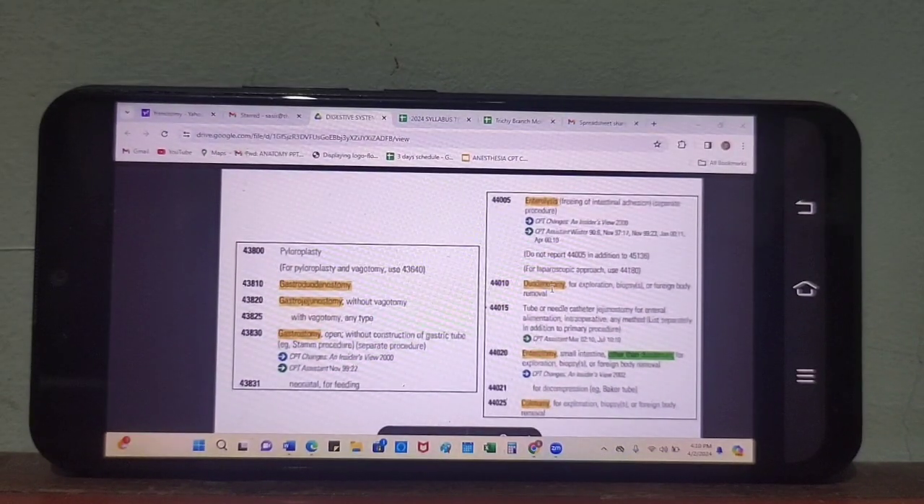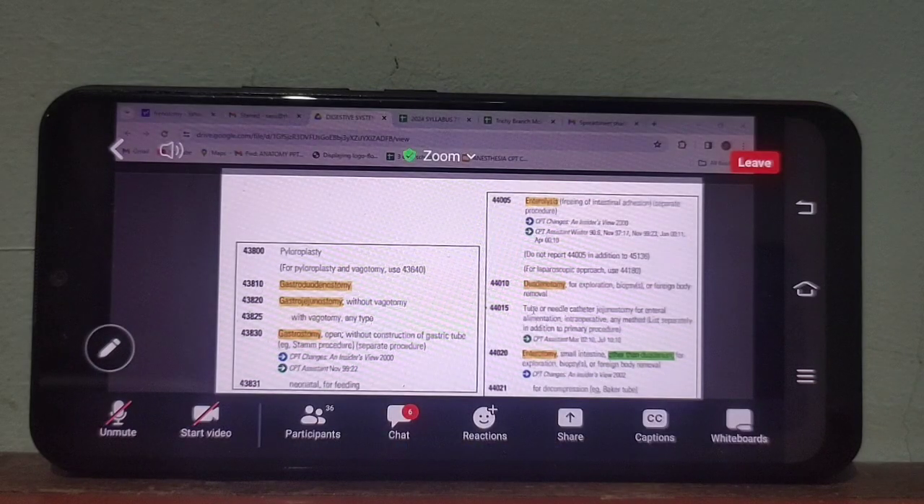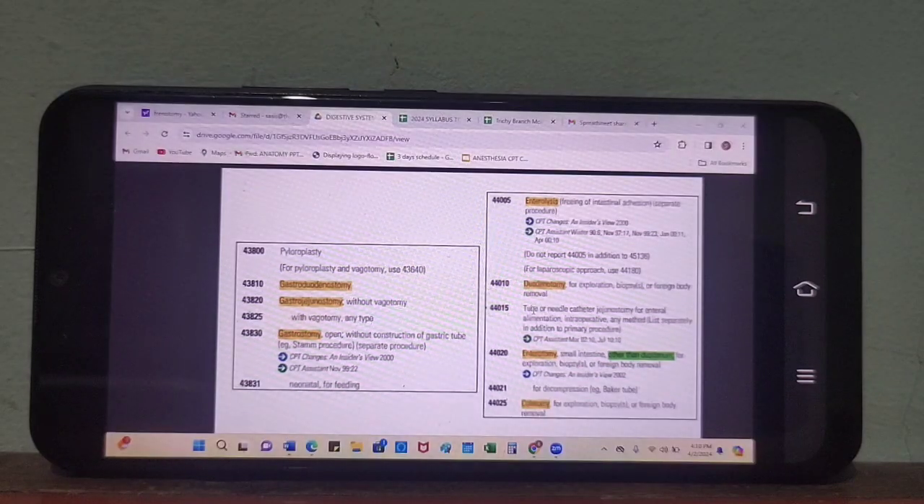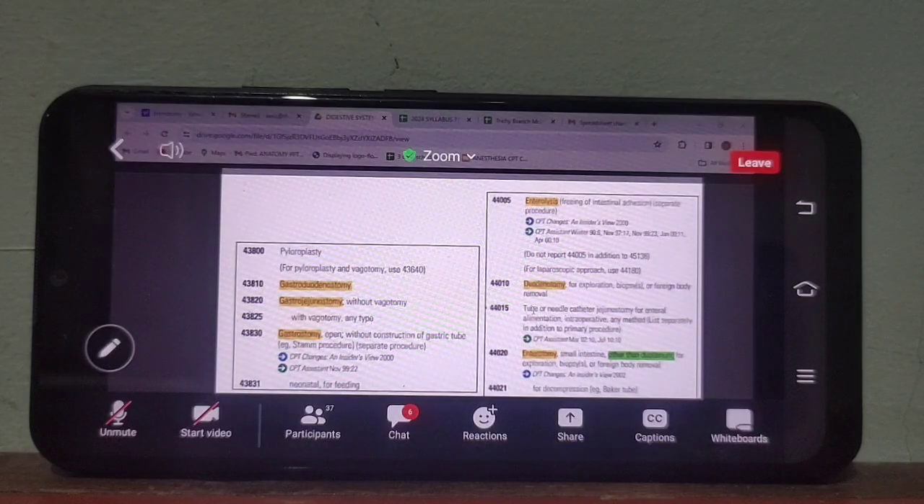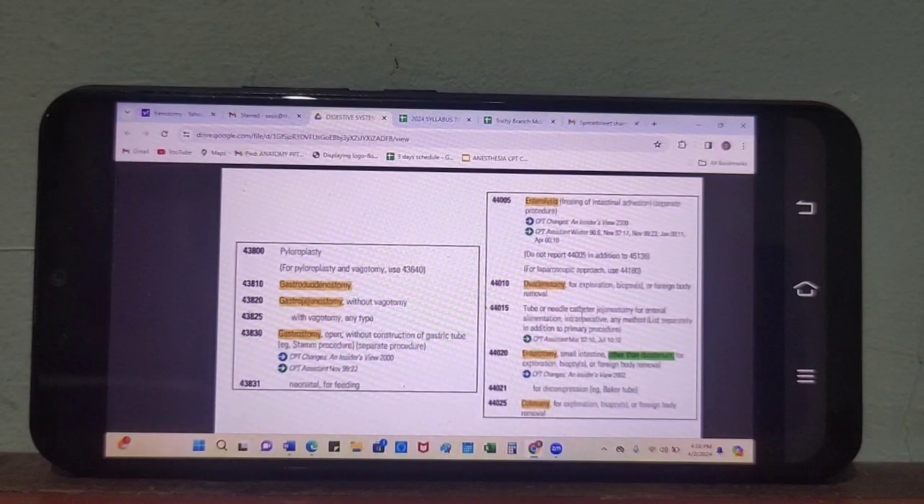The surgeon makes a cut on the duodenum for exploration, biopsy or foreign body removal, 44010. Now, check what the procedure of 44015 is. Jejunostomy. For what? For tube insertion, to insert a tube or needle catheter into the jejunum. For the jejunum, go for 44015.